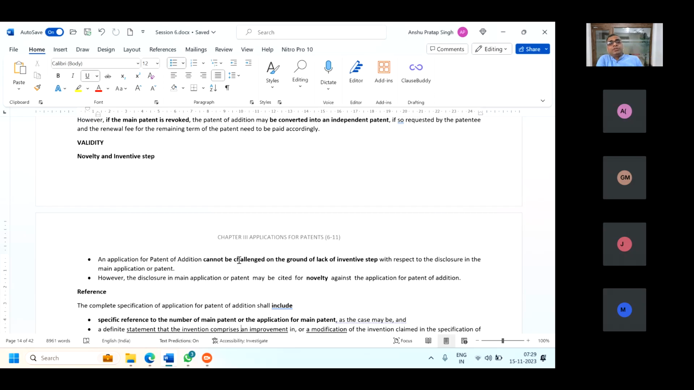Because anyway, since it is an improvement, the teaching will be available there. So lack of inventive step with respect to the main patent will not be a ground for challenging it. However, novelty is necessary. Even if it is an improvement, novelty should be checked, and it should pass the novelty test. It should also pass the lack of inventive step test with respect to other documents. The exception is only the main application, nothing else.